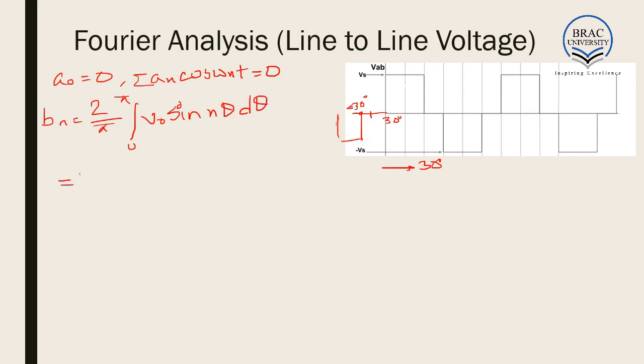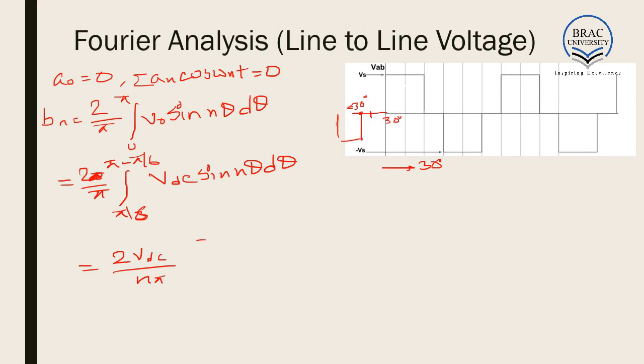So we can write it as 2 by pi integration from pi by 6 to pi minus pi by 6, that is 30 degree to 150 degree. In this range, the output VAB is equal to VDC, sine n theta d theta. So we can write 2 VDC by n pi, minus cos n theta, from pi by 6 to pi minus pi by 6.